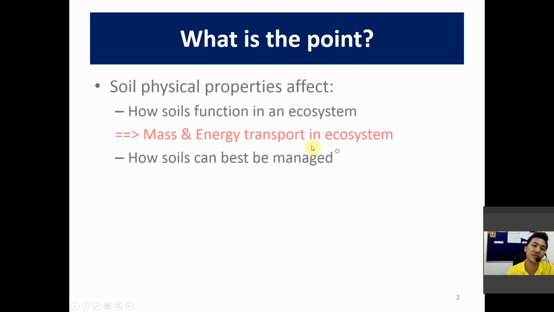So the importance of studying this topic is that soil physical properties normally show us how soils function in the ecosystem. This happens because all of the soil physical properties are involved in mass and energy transport, exchange from one soil to another, or exchange between the soil itself and its surrounding environment. And it can help us manage in the most appropriate way to have really good practice for soil itself.